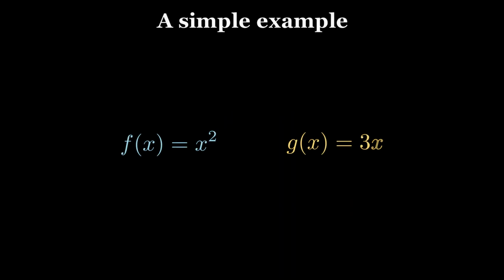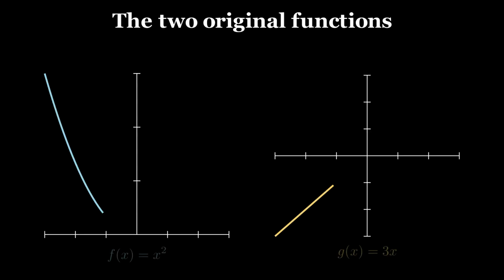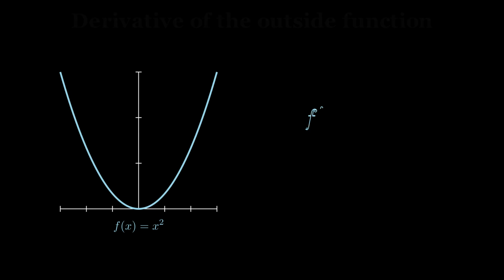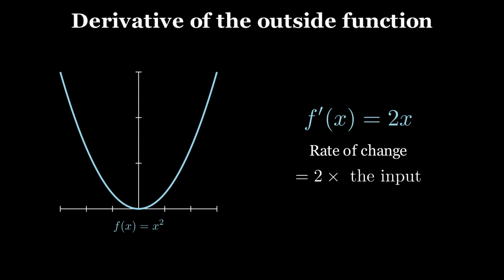So let's say we have these easy examples, f of x being x squared and g of x being 3x. And the graphs are a parabola and a linear function. So first, let's just get the derivative separately. We know that the derivative of x squared is 2x.